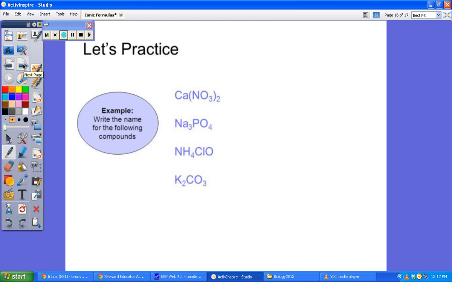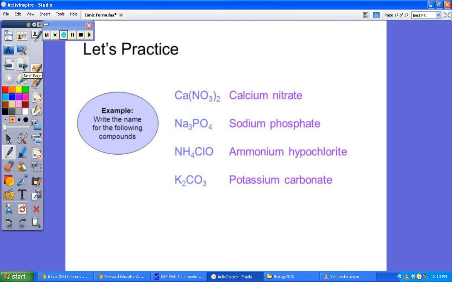Use a few more practices writing the names of the following compounds. So I'll give you a few seconds here. If you want to, pause the video. Okay, I'm going to go to the answers. So there's the answers for naming.